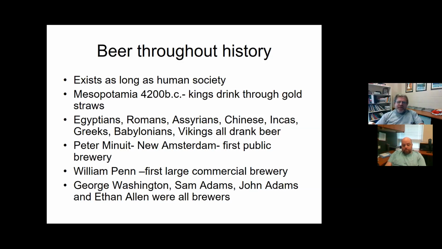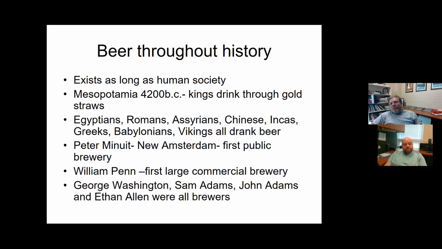The first large brewery in America was by William Penn, the guy that Pennsylvania is named after. Sam Adams, John Adams, pretty much all of the founding fathers were beer makers. I mean, if you're going to name a state after somebody, make it after the guy who gave you the courage to start the Marine Corps. Yeah. So, I said almost all the founding fathers were beer makers.